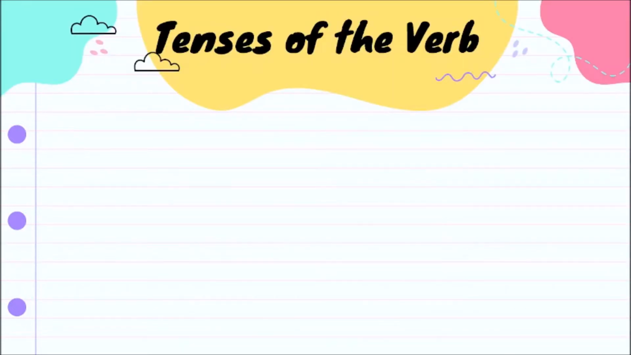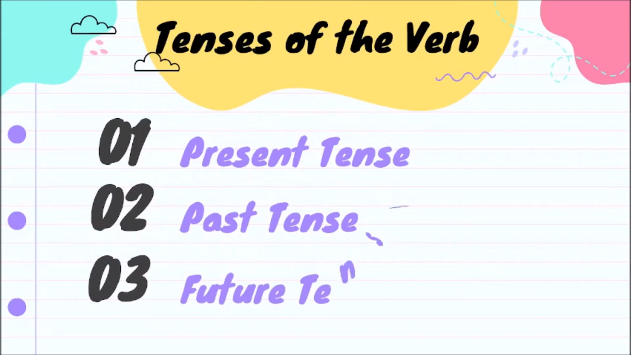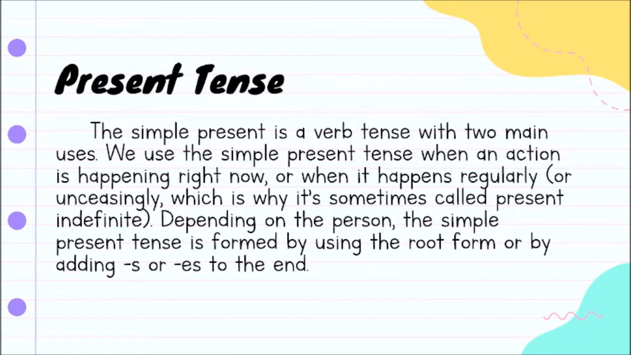For today, we are going to focus on the tenses of the verb, or the simple tenses of the verb. We have the present tense, the past tense, and the future tense. Let's have the present tense. The simple present is a verb tense with two main uses. We use the simple present tense when an action is happening right now, or when it happens regularly, or unceasingly, which is why it's sometimes called present indefinite.